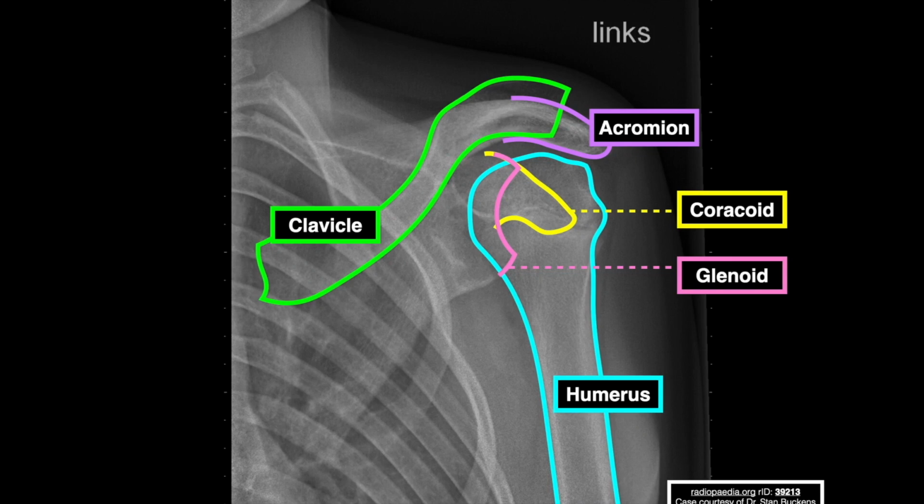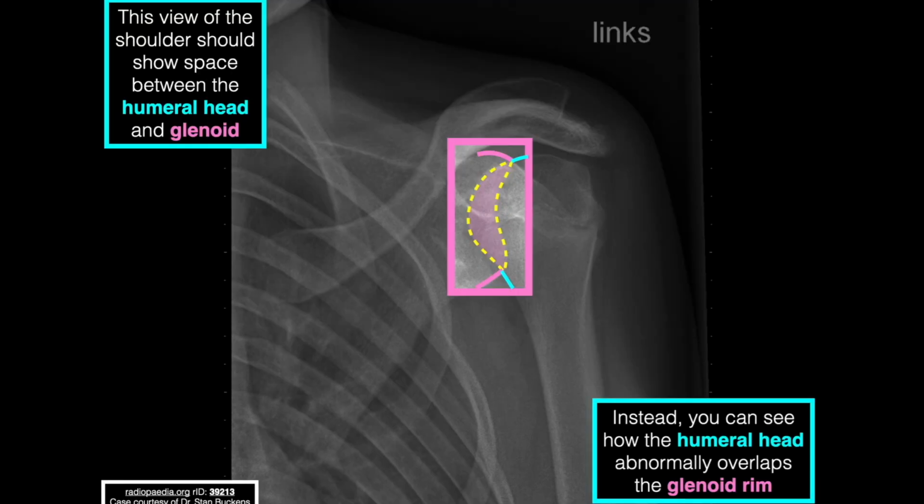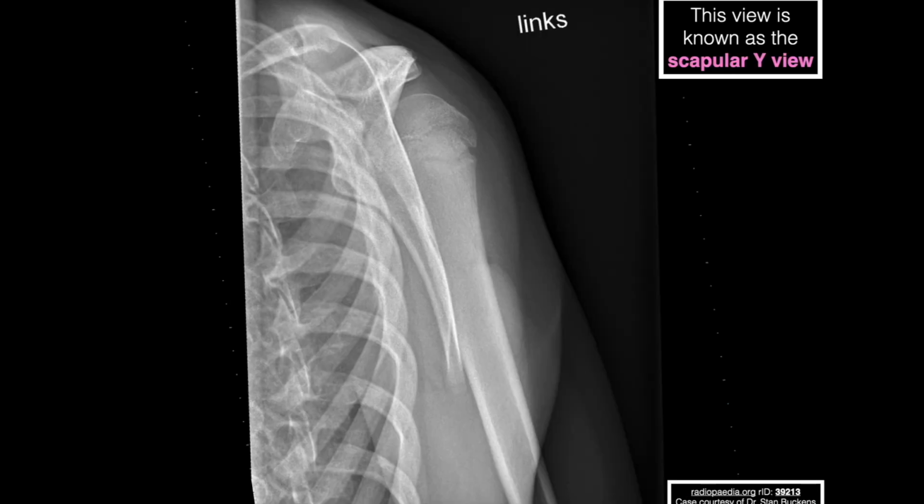So as you probably recall from earlier in the video, on this view of the shoulder, it should show space between the humeral head and the glenoid. Instead, you can see how the humeral head abnormally overlaps the glenoid rim. This view is known as the scapular Y view.